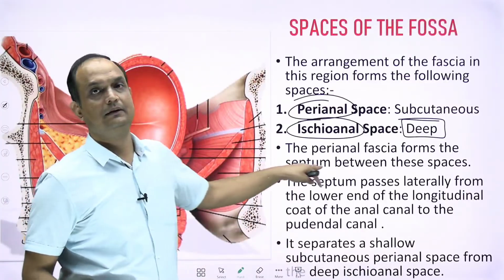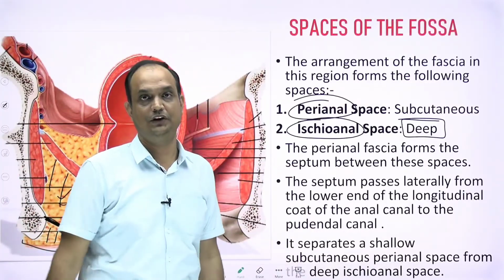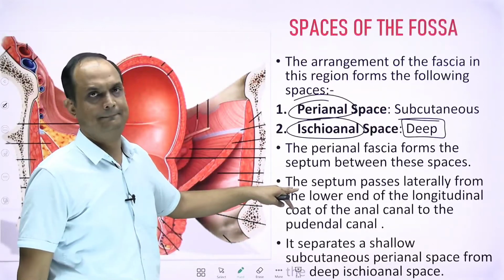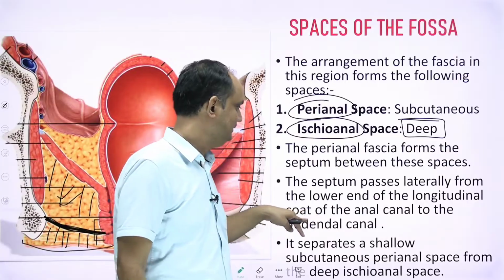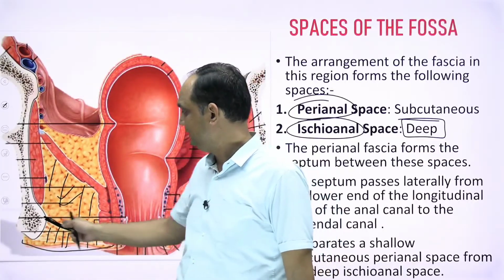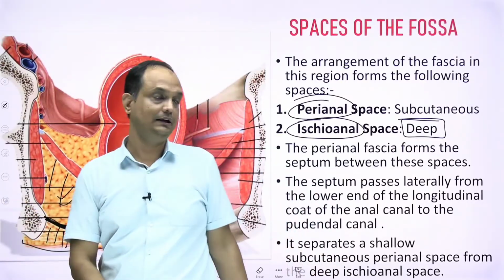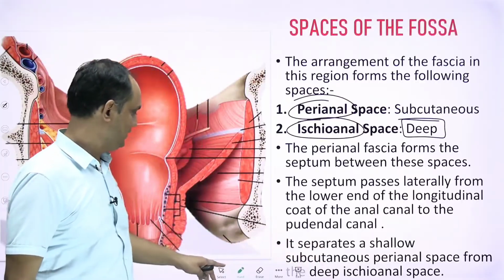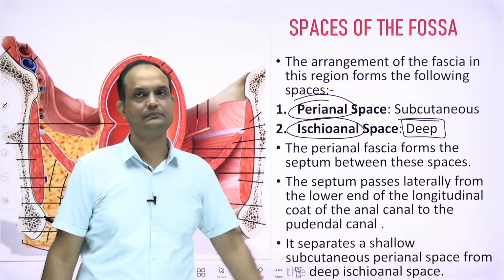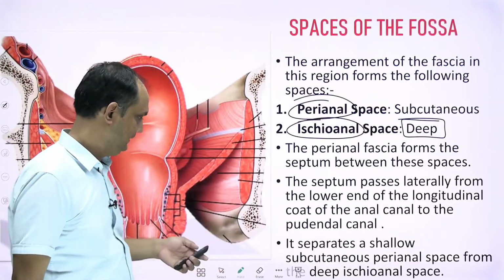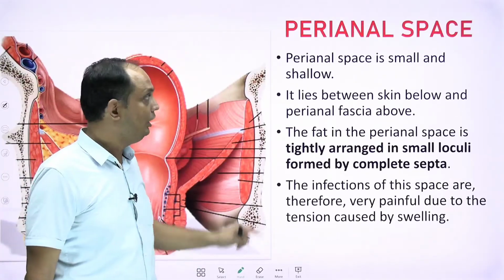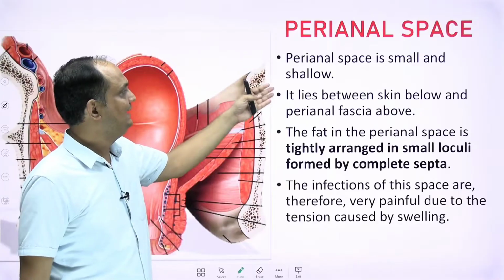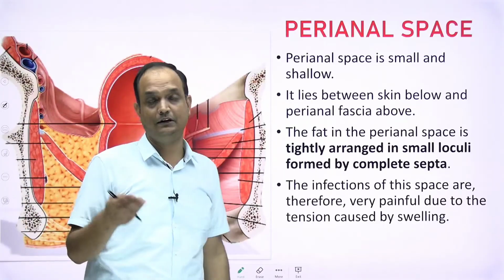So, what is the line of demarcation? The perianal fascia. The septum passes laterally from the lower end of the longitudinal coat of the anal canal to the pudendal canal, so you can see it is passing horizontally. It separates the shallow subcutaneous perianal space from the deep ischioanal space. The perianal space is small and shallow, and lies between the skin below and the perianal fascia.